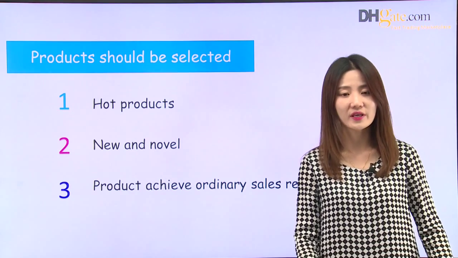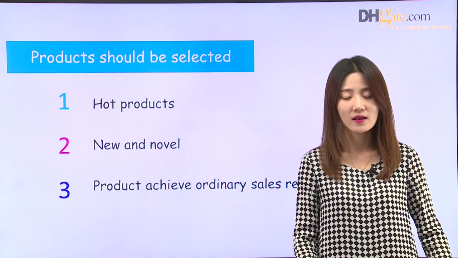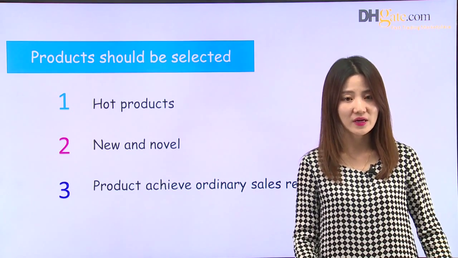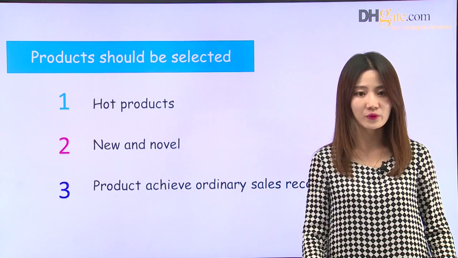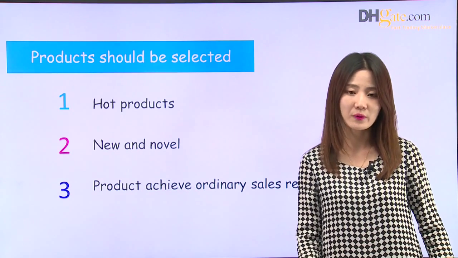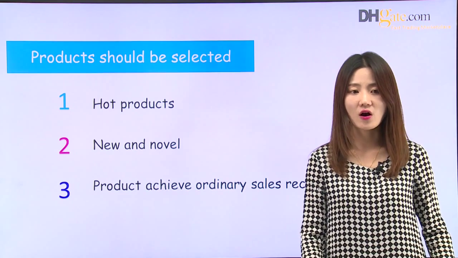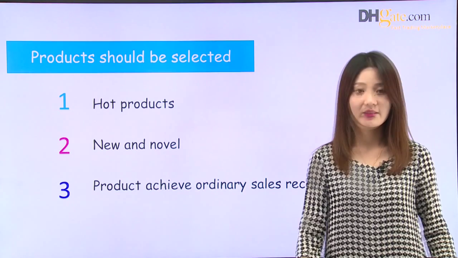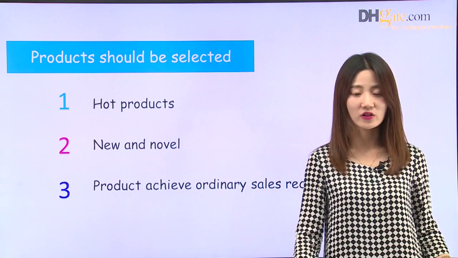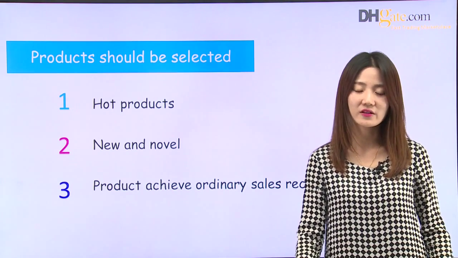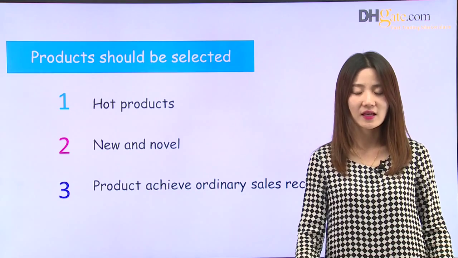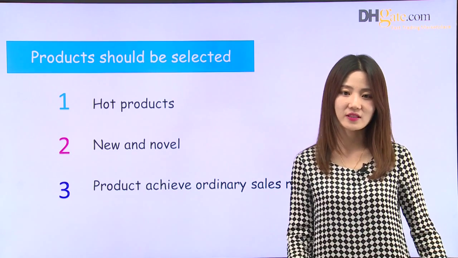New is the keyword of your category. Novel and especially uncommon products can be your main product. Second is products that achieve an ordinary sales record. This is the one with huge potential. If you have a competitive feature or price, it will generate a good benefit.